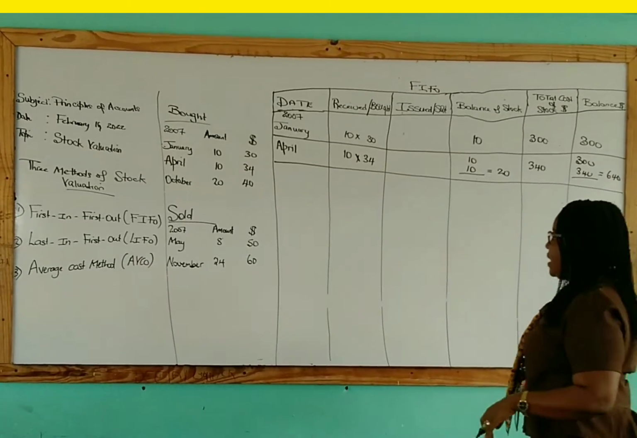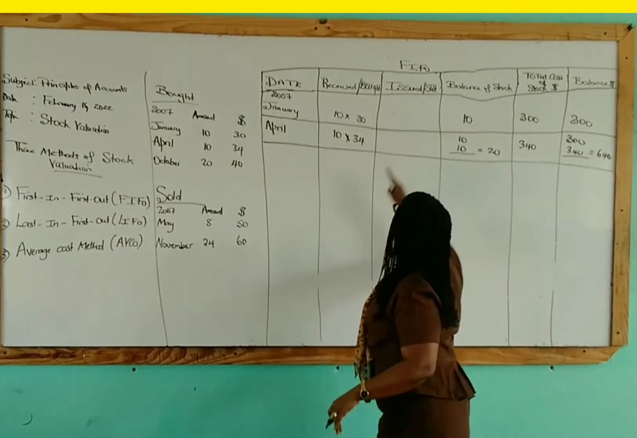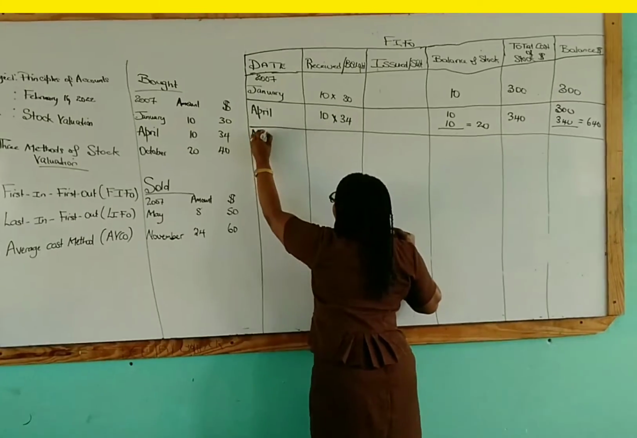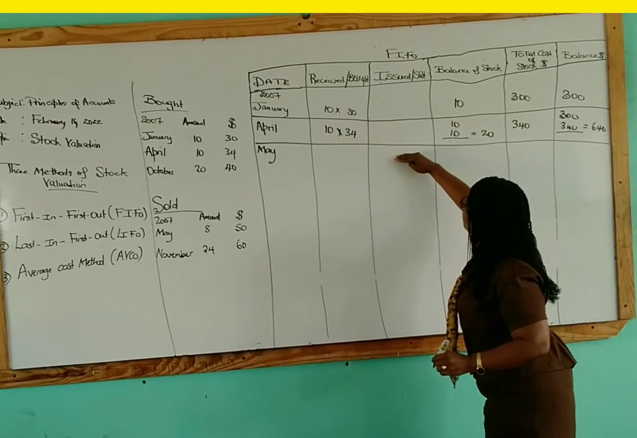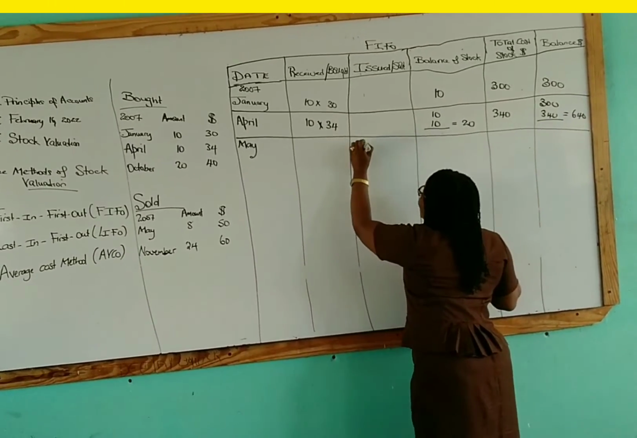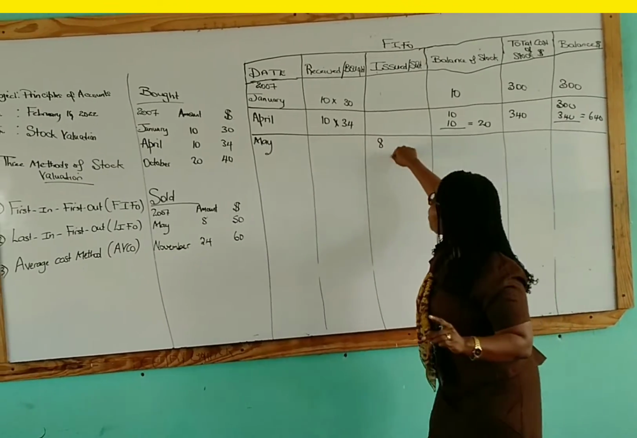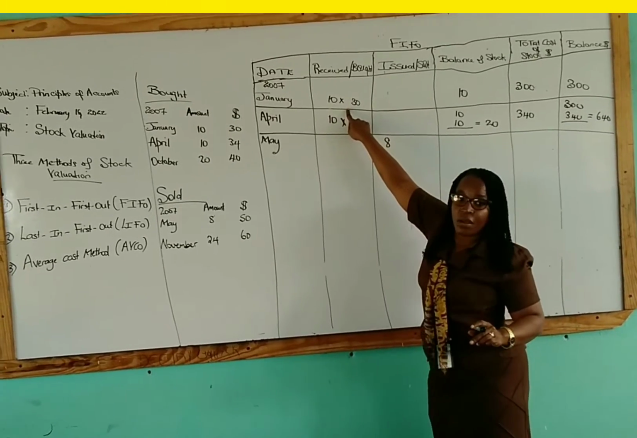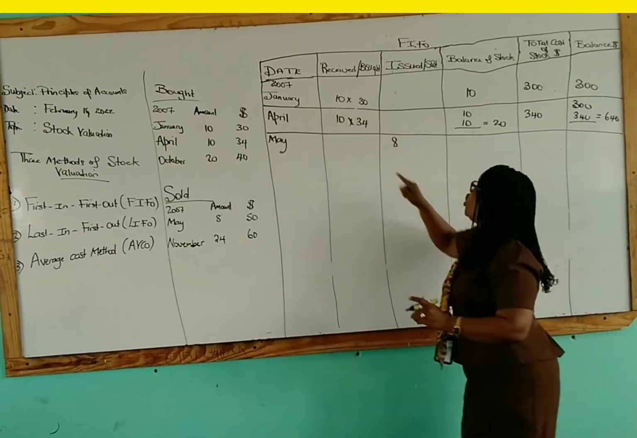Yes. In May, we are selling, or we are issuing. So we go to the next month, which is May. We are not receiving, but in this case we are issuing. How much are we issuing? We are issuing 8. But whatever we are selling must come from our first stock, and our first stock was in January.